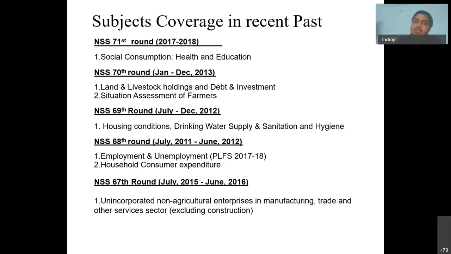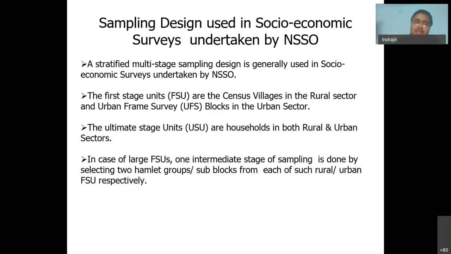And we have that unorganized, unincorporated non-agricultural enterprises, manufacturing and services. The latest round is available for 2015-16. So you got a brief glimpse about these surveys. Based on your interest, whichever area is related to your research, you can explore those data sets.